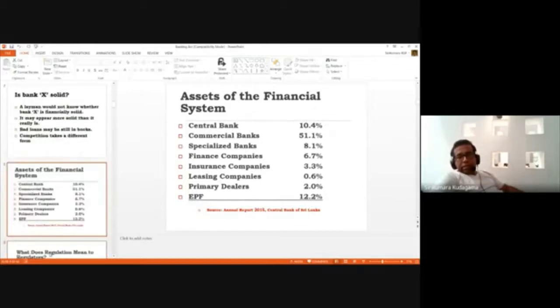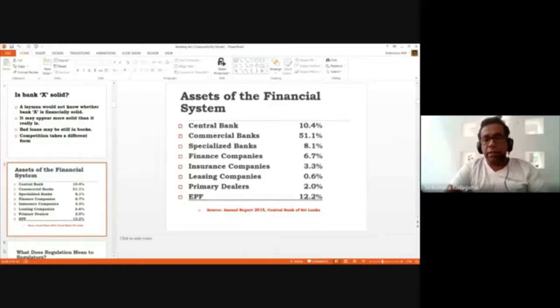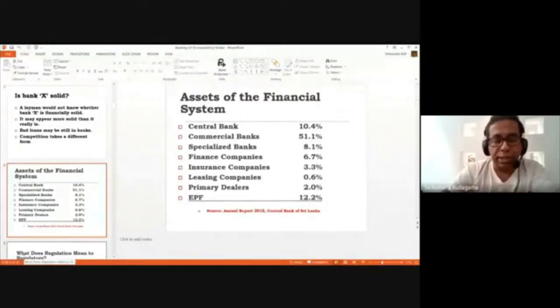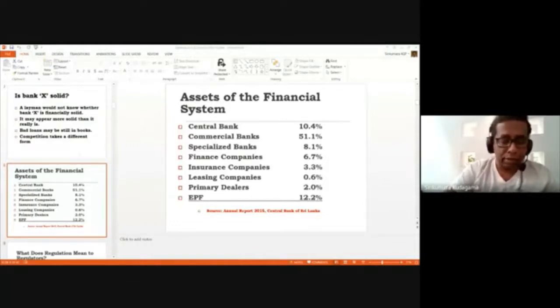Now, as I told you, this is a very old presentation, and I have taken certain information from the annual report of 2015 to show the composition of the financial system in this manner. Probably, while I go on talking, I can take present figures as well from the most recent annual report. I think that was in page 190 of chapter 8. I'll search.